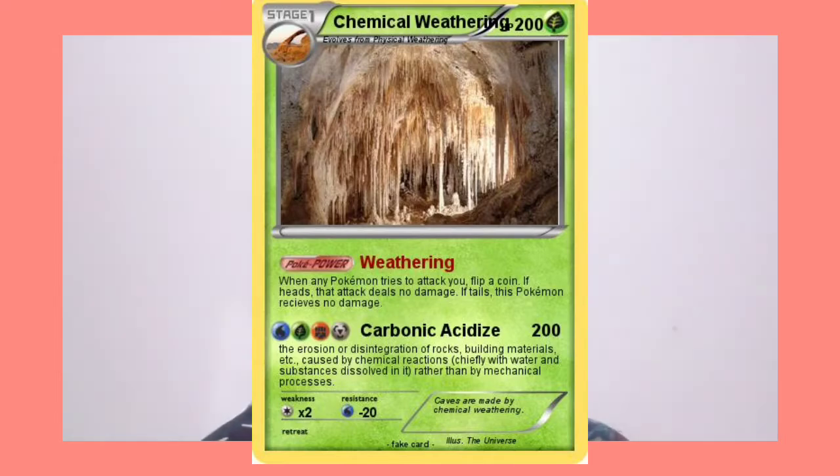Water plus CO2 forms carbonic acid. H2O plus CO2 forms H2CO3. H2CO3 is carbonic acid. Limestone is formed from solidification of dissolved material, and it is called precipitation. Solidification of dissolved material is called precipitation. Hence, limestone is formed from precipitation.